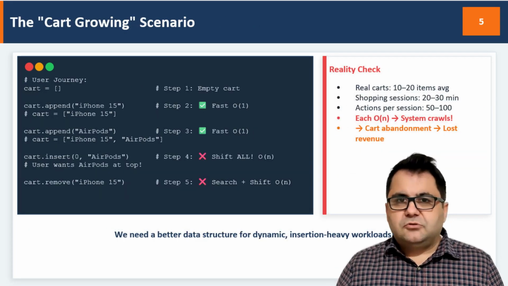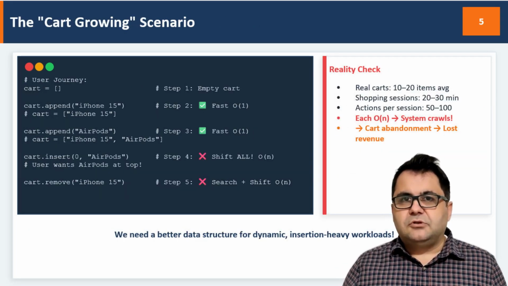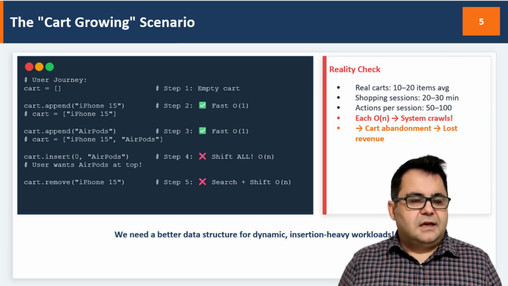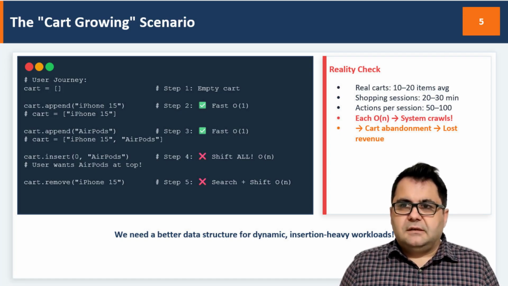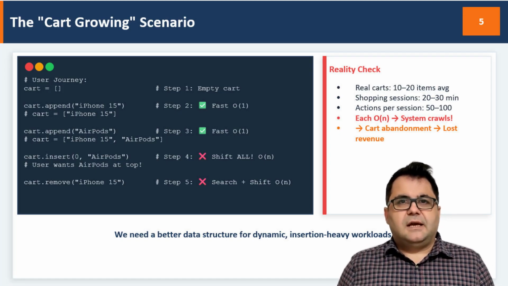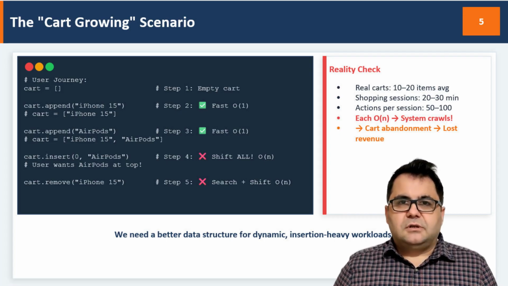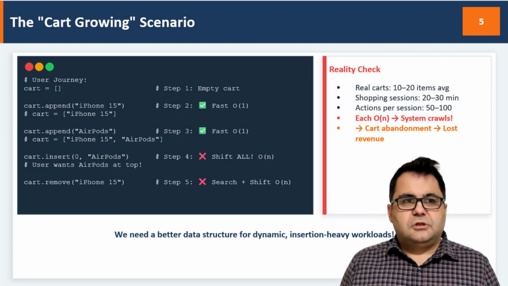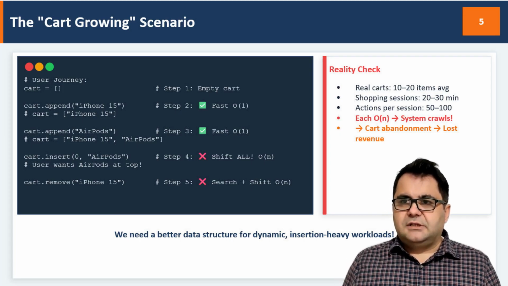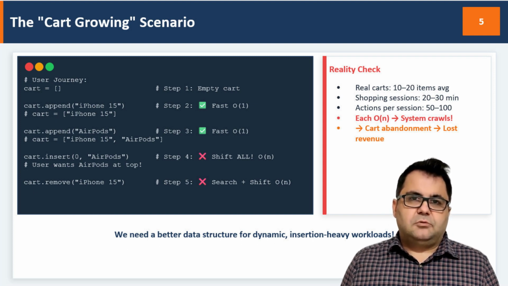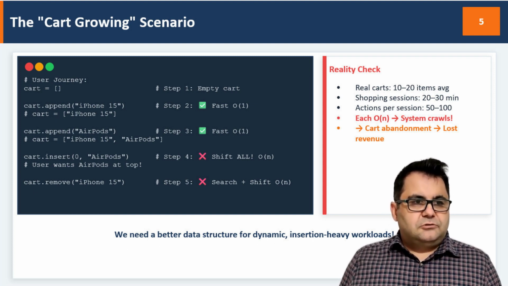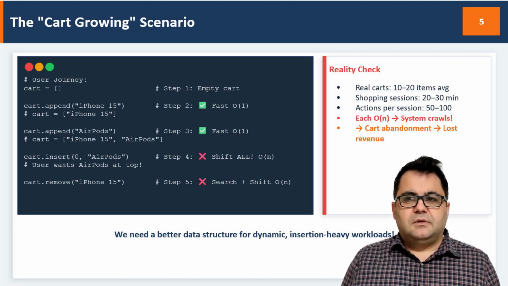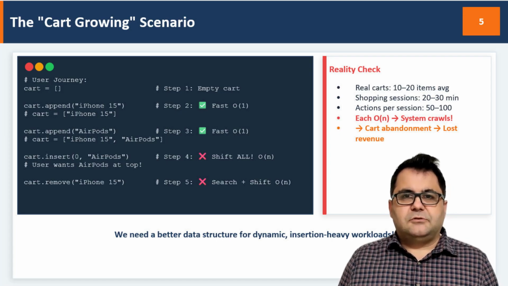Let's walk through a realistic user journey. Step 1, user starts with empty cart. Step 2, adds iPhone 15 with append, fast, O(1). Step 3, adds AirPods with another append, fast, O(1). So far so good. But step 4, user changes their mind. Actually, they want to see AirPods first in cart, at the top. Now we need insert(0, AirPods) to move it to position 0. This requires shifting, slow.